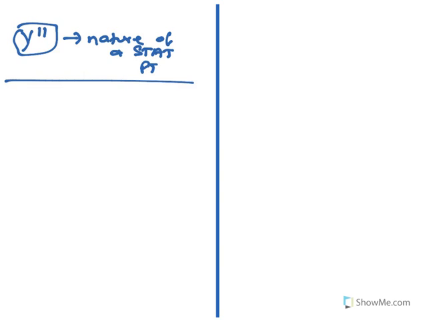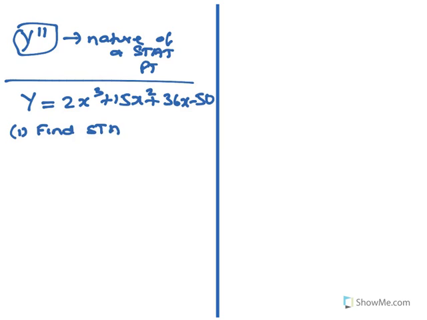Okay, so what we're going to do is just look at using y double dash to determine the nature of a stat point. Okay, so let's just look at an equation. Let's have y equals 2x cubed plus 15x squared plus 36x minus 50. Okay, so we're going to find the stat points and determine the nature. And then once we've done that, we're then just going to sketch.